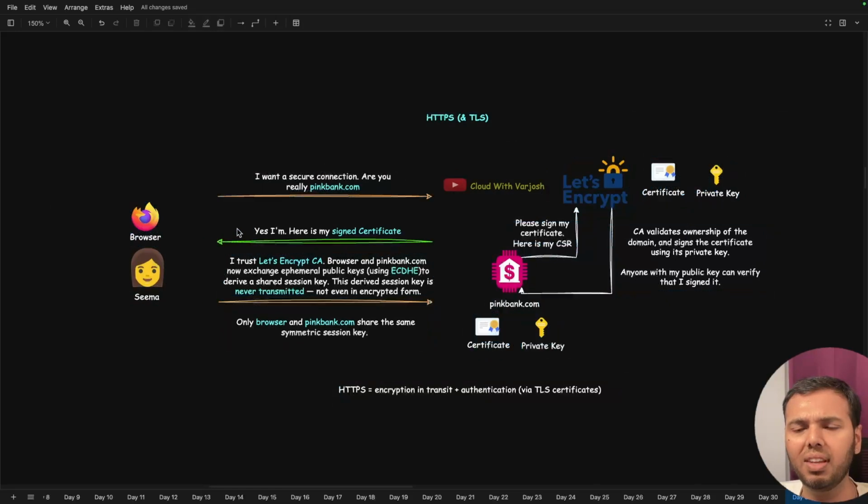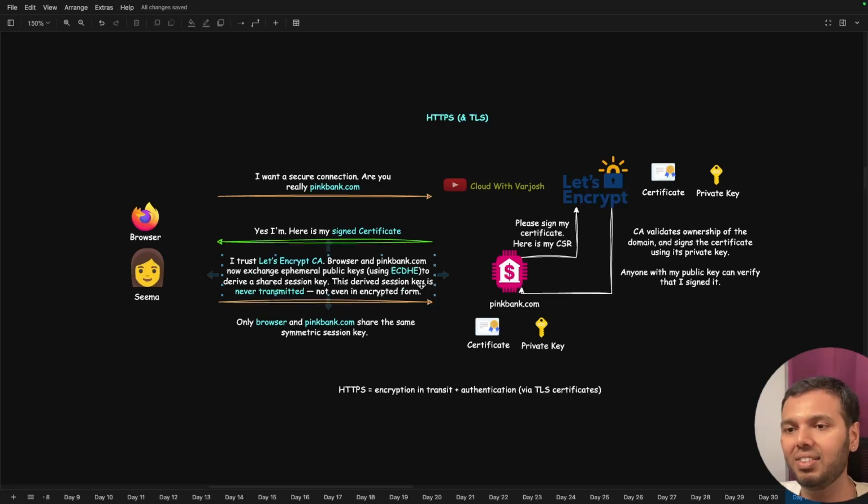Here the process still remains the same. So here is my signed certificate. The browser verifies that the certificate is indeed signed because it has the certificates of all the trusted public certificate authorities. Seema says, I trust the Let's Encrypt CA. The browser and pinkbank.com now exchange ephemeral public keys using ECDHE. The E at the last stands for ephemeral, to derive a shared session key.